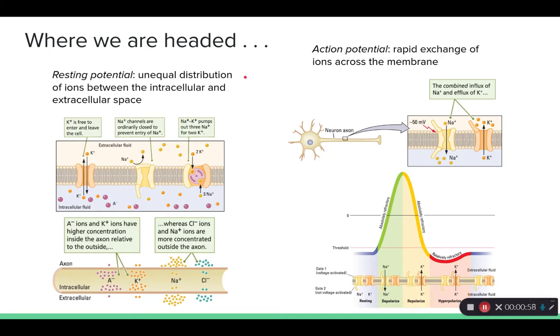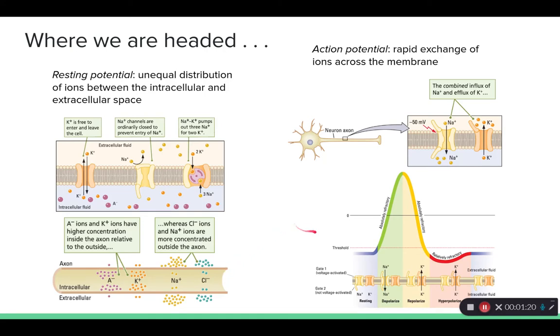When we talk about the resting potential, what we're talking about is the fact that neurons at rest maintain an uneven distribution of ions between the inside of the cell and the outside of the cell. And so when we talk about the resting potential, we're going to talk about how these ions get to where they are.